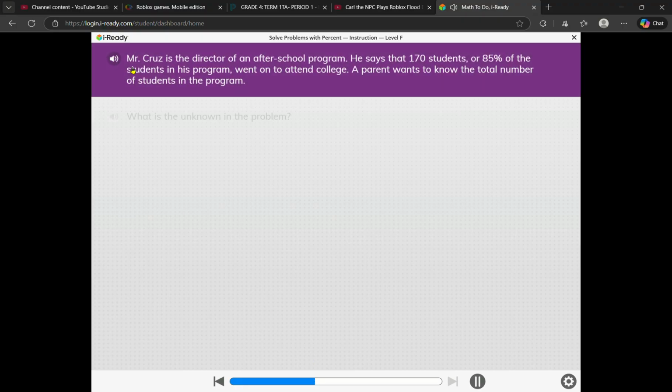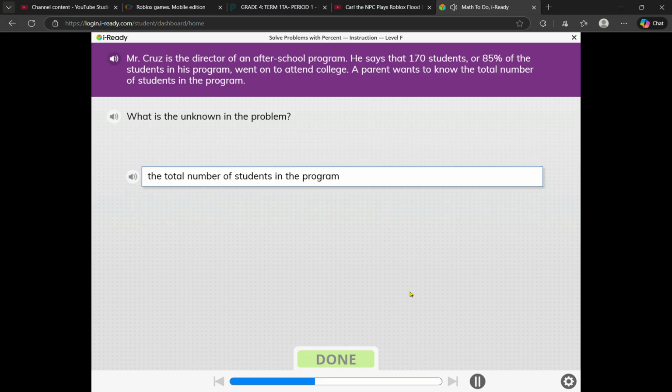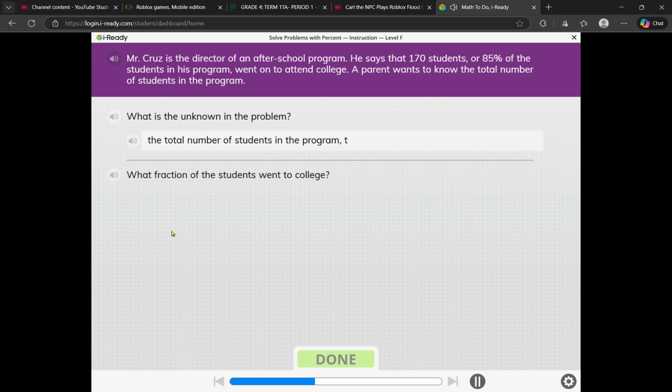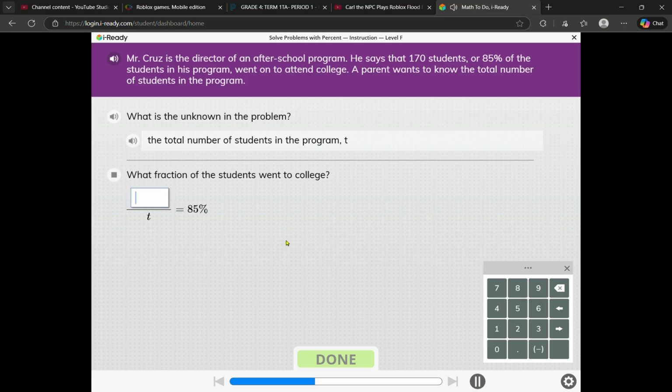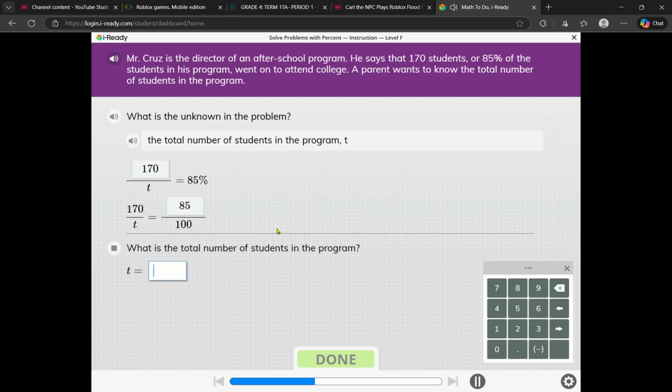Mr. Cruz is the... What is the unknown in... Find T, the total number of students in the program. What fraction of the students went to college? Write the percent as a rate. What is the total number of students in the program?